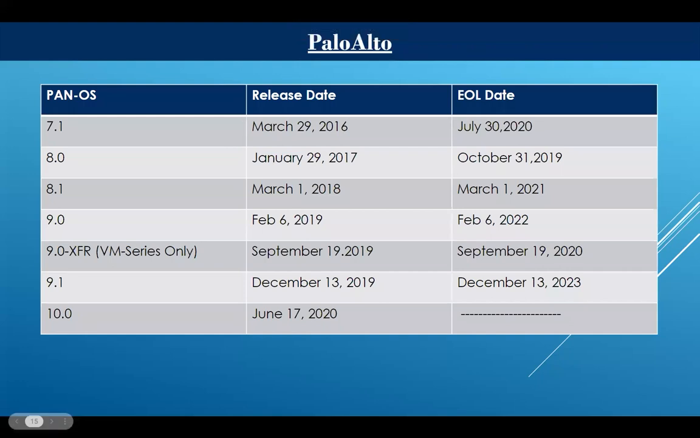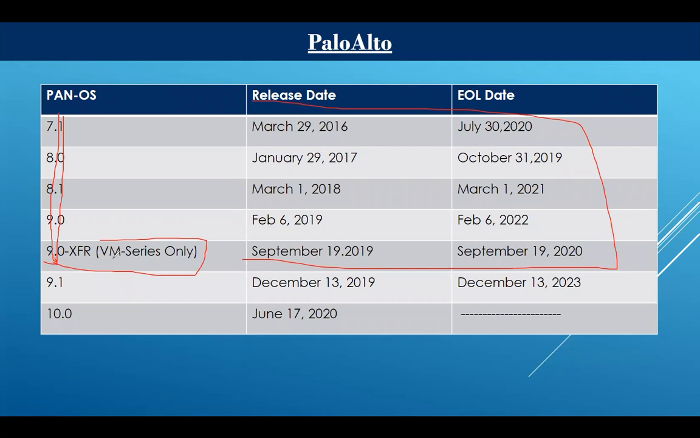So guys, you can skip these three OS versions because all of these are outdated. No one is using them. Basically, you should have just a little bit of idea about them. PAN-OS 9.2 XFR. This version is only for VM-Series, but it was not successful, so that's why Palo Alto stopped this version within 1 year.